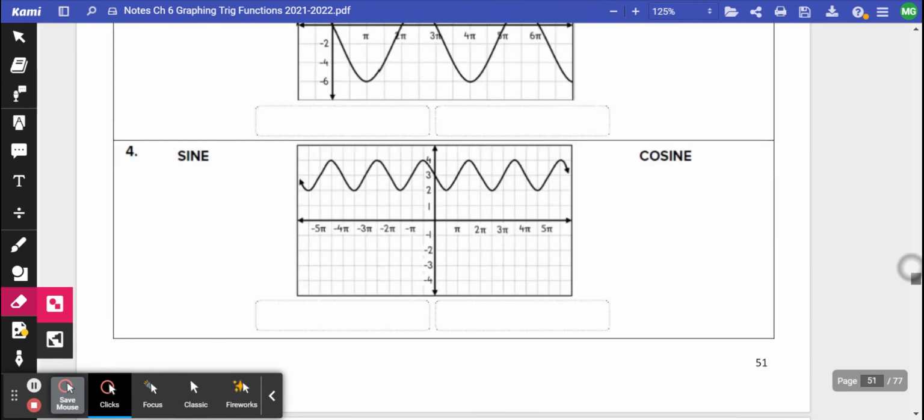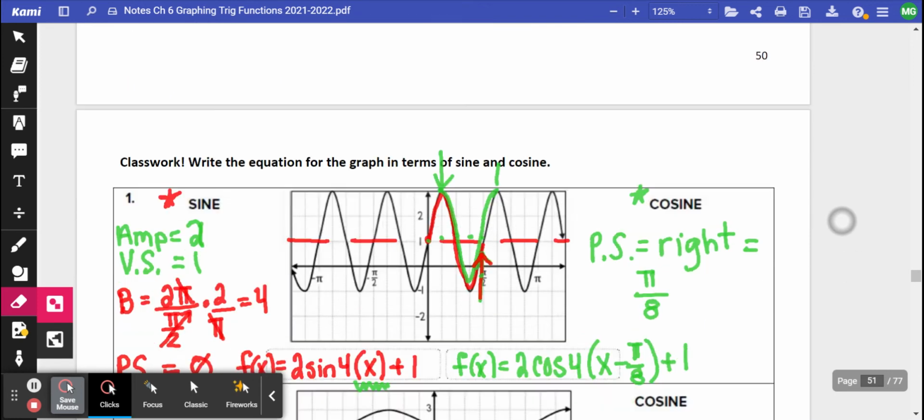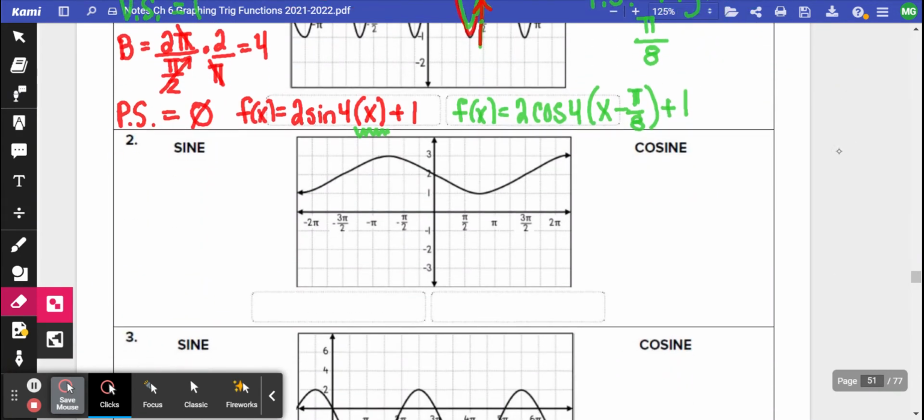Here we go. Where am I? Okay, so let's try to do this again. There we go. Okay, so let's go ahead and do the next one.